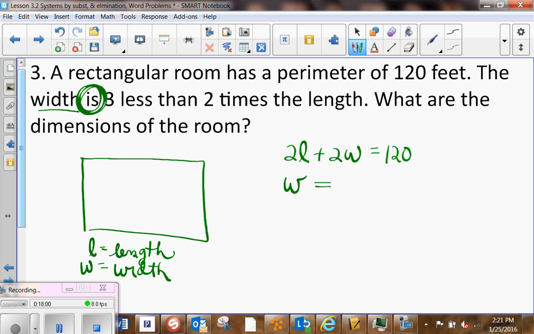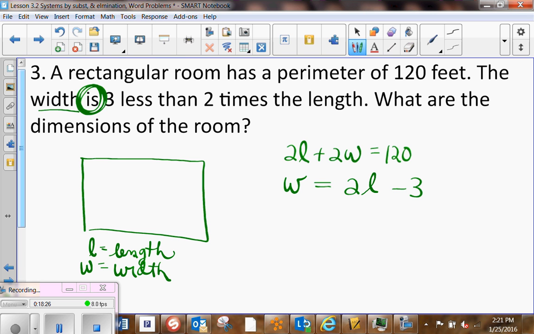3 less than. Am I going to put 3 minus? No. If I say what's 3 less than your age, are you going to do 3 minus 16? No. You're going to do your age minus 3. So if I want 3 less than something, I need to put a negative 3 out here. I'm going to take that away from something. Well, what am I taking it less than? 2 times the length. How do I write 2 times the length?